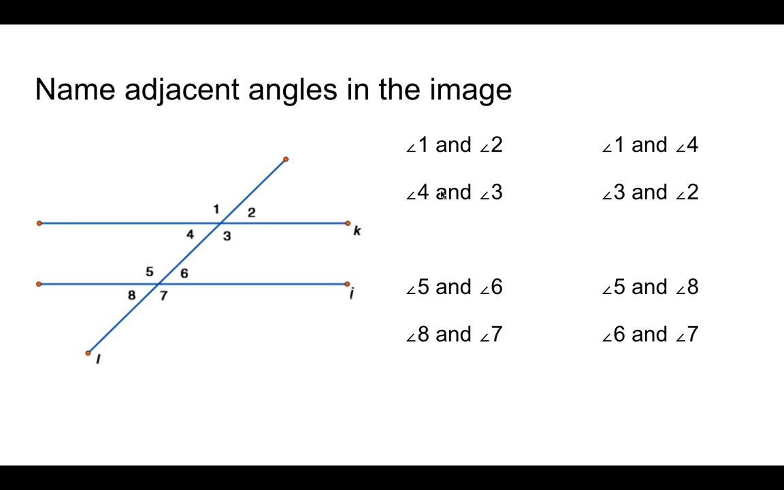You should have gotten angle 1 and angle 2, angle 3 and 4, angle 5 and 6, angle 8 and 7, but also we can look at it going this way. So we could say angle 8 and 5, 7 and 6, 4 and 1, and 3 and 2.